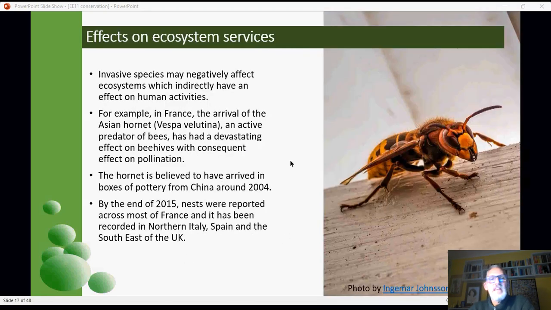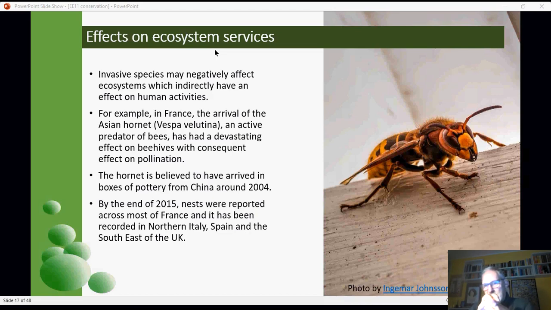Okay, you mentioned these. What sort of effects do these have on ecosystem services? If you remember, we talked about ecosystems not just as networks of plants, animals, etc., but we talked about them in terms of providing things to people. So, for example, honeybees are part of an ecosystem and they provide the service of providing honey and pollination, etc.